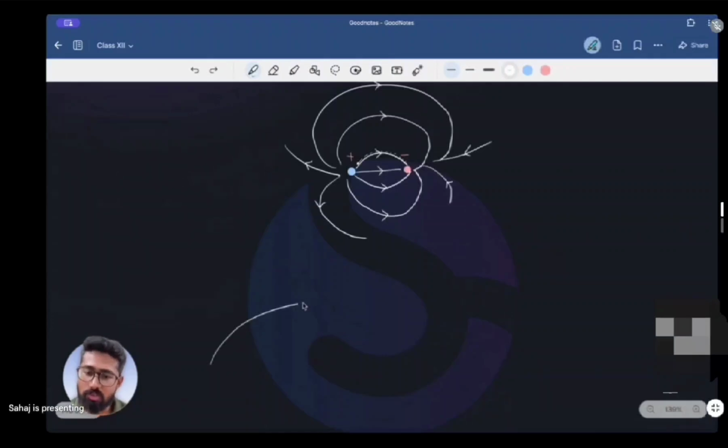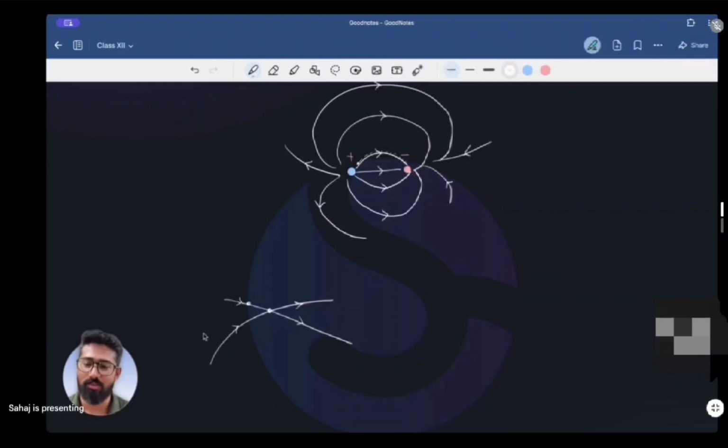So what if it were to intersect? Say a charged particle was traveling along this path and it came to this junction where there is an intersection of lines of force. Now the charged particle is confused. Which way do I go? It cannot decide. It cannot go in both directions at the same time. So that's why it is physically not possible to have an intersection between lines of force.